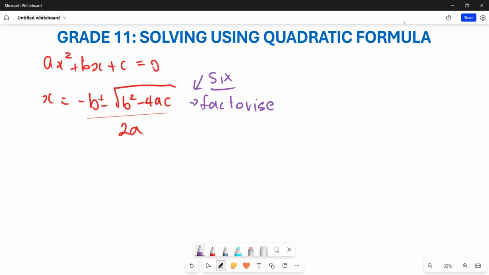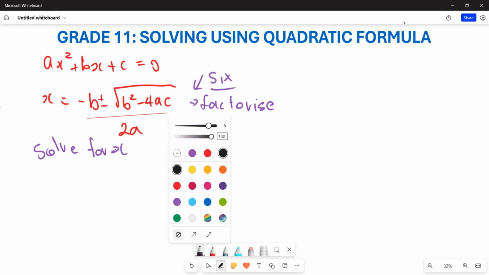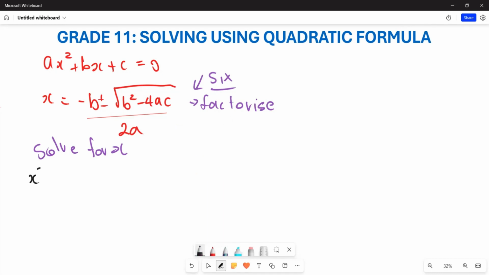Okay, now for an example, let's get a typical example. Let's say they want us to solve for x. What is it that you are going to do to solve for x? Let's say in this particular question, you are given x squared subtract 5x subtract 14 is equal to 0. How can you go about solving this? Firstly, you can factorize this the traditional way.